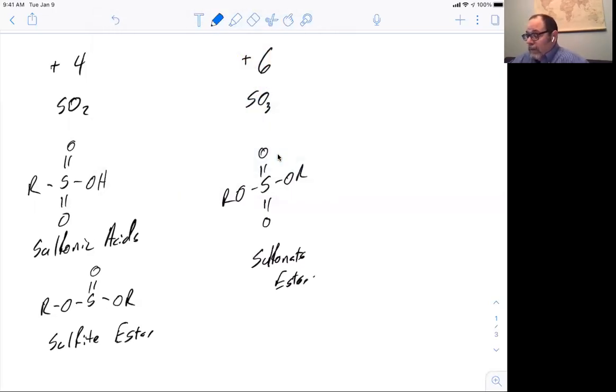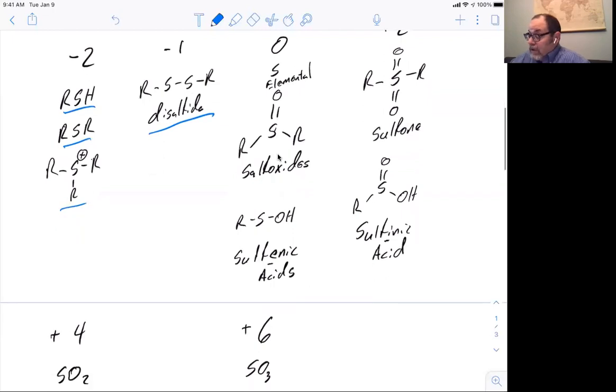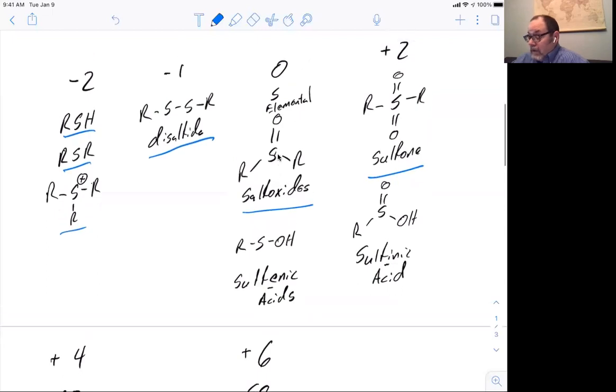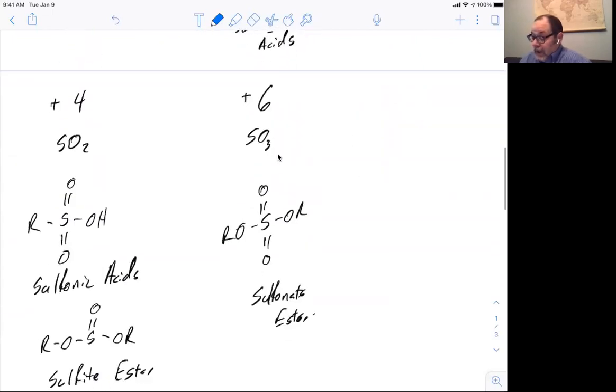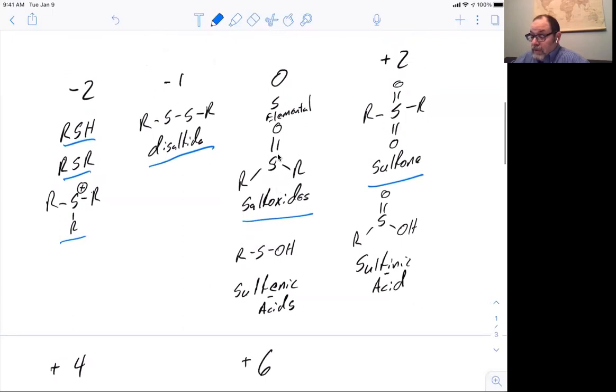If we look at these, there's a lot on this. So let's point out the ones that you know. Of course, the minus two, the thiols, the sulfides, and the sulfonium ions, you'll need to know those. Disulfides, we looked at those last week, right? So that's the oxidation. Sulfoxides, we're going to look at today. Sulfones, we'll look at today. Sulfonic acids, we'll see a little bit later, and then the sulfonate esters. So of these, the ones that you're going to see in organic chemistry are going to be the ones I underlined with blue.